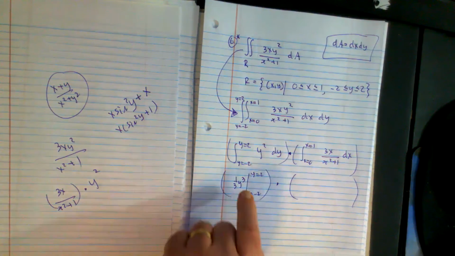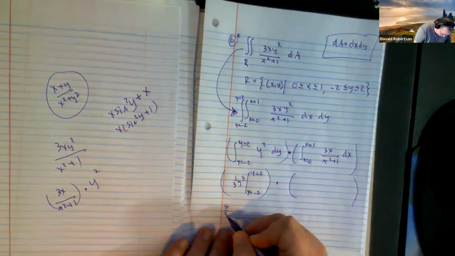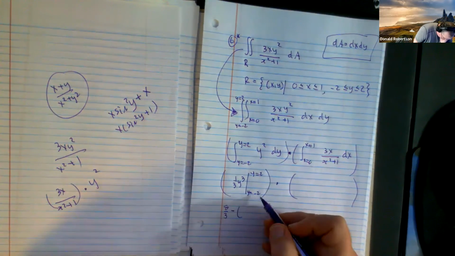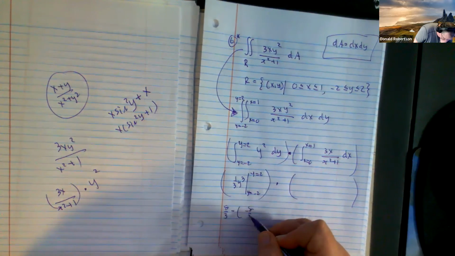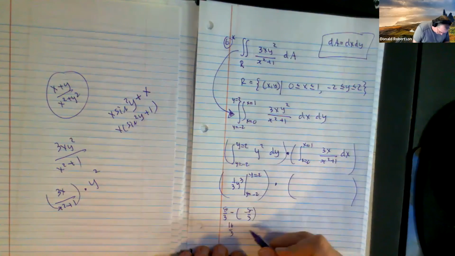Okay, let's get this guy out of the way, then we'll focus on him. If you plug in 2, you get 8/3. If you plug in -2, you take away -8/3. So you end up with 16/3. Okay, so the first guy is 16/3 times.